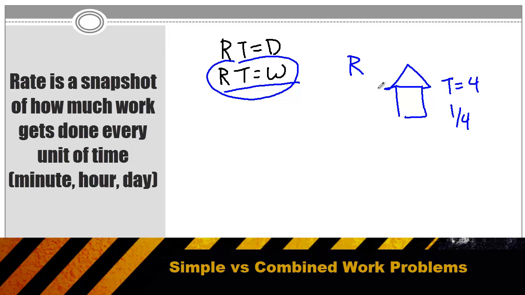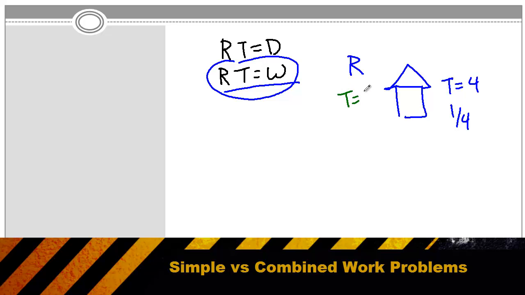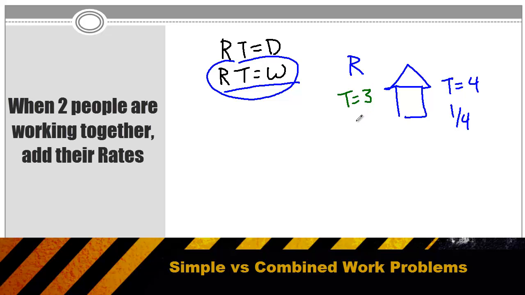So if we envision a situation where I'm not building this doghouse alone, where I have a buddy helping me, and my buddy, if he were to do it by himself, his time would only be 3 hours. In other words, every hour he would get 1/3 of the job done. And then you could see if we were working together for 1 hour. In 1 hour, I would get 1/4 of the job done, and my buddy would get 1/3 of the job done.